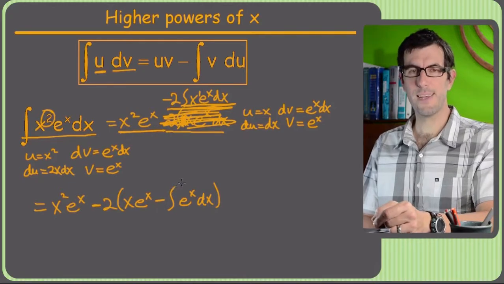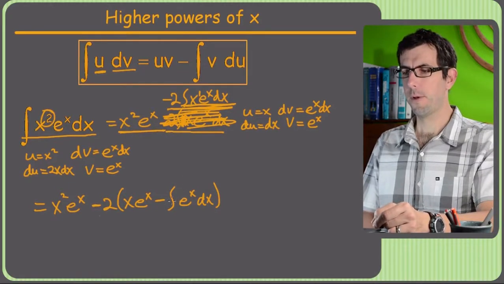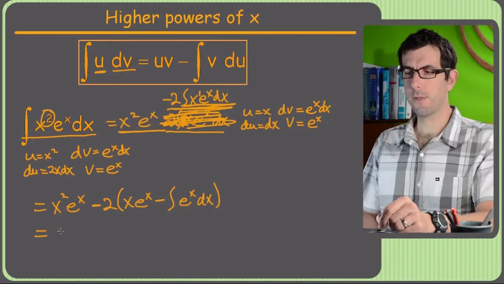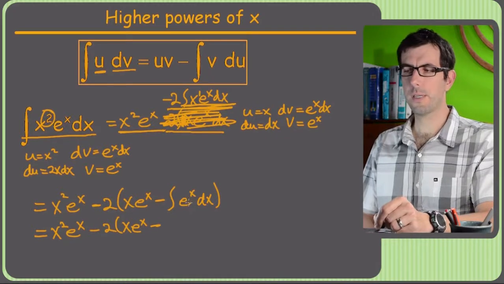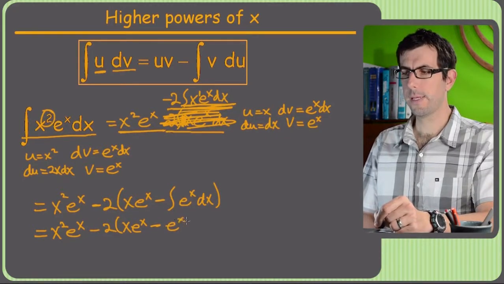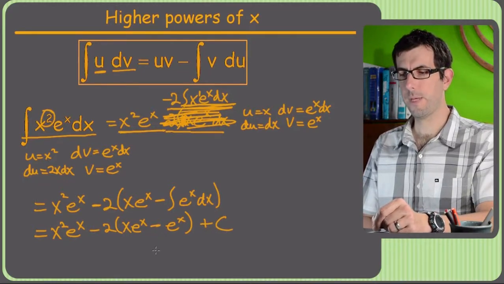All right, so we've still got an integral to do. Isn't this crazy? But we're getting pretty close now because this is integrable. That's not too bad at once. So I'll just copy everything down. x squared e to the x minus 2 times x e to the x minus, and what's the integral of e to the x? e to the x. And of course, don't forget your plus c.